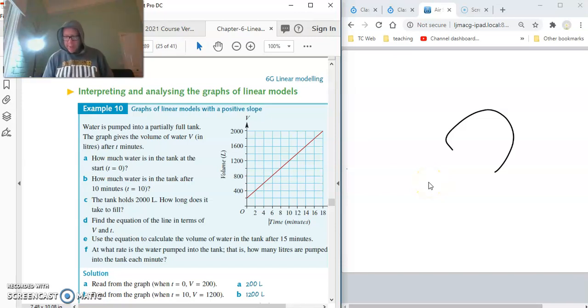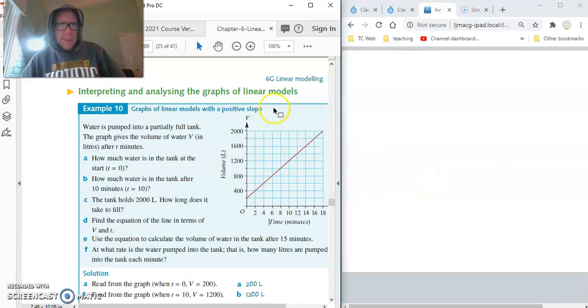Hi guys, so moving on to 6G part 2. At this stage we're not really introducing any new math. All we're doing is understanding what we've done when we've come across a model. So if we're looking at a model, we need to be able to tell what's happening.